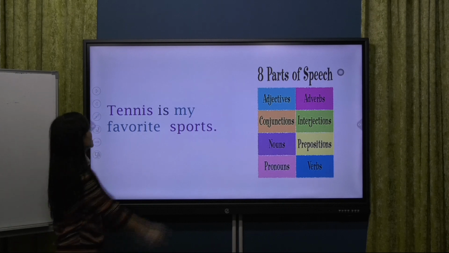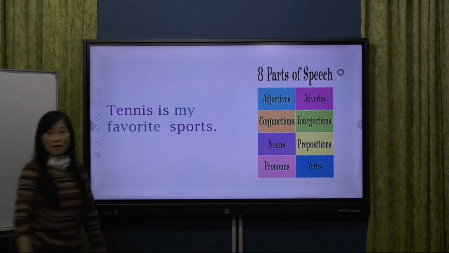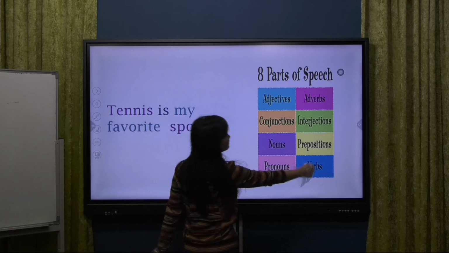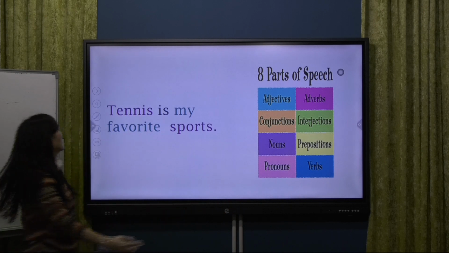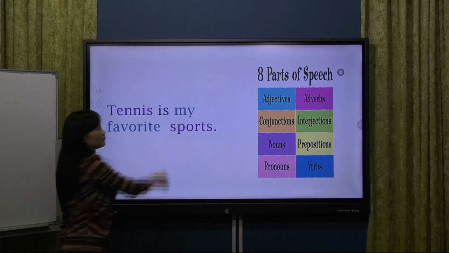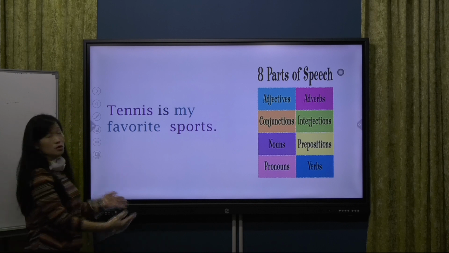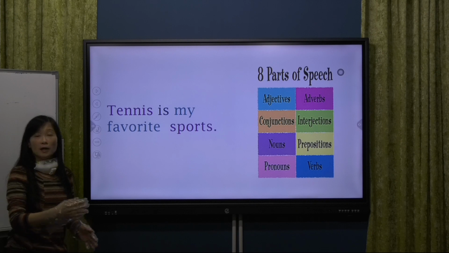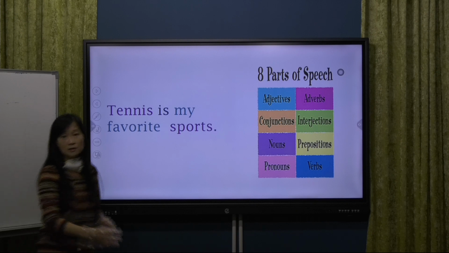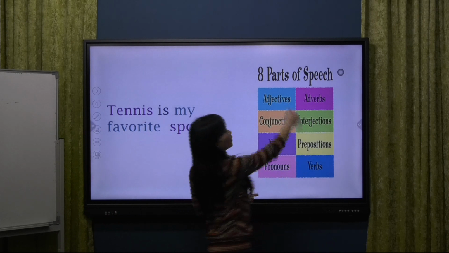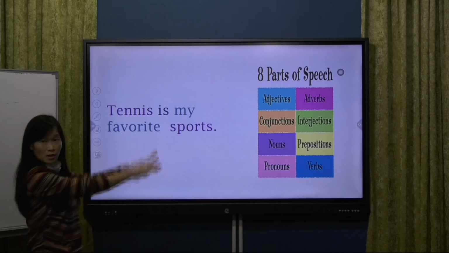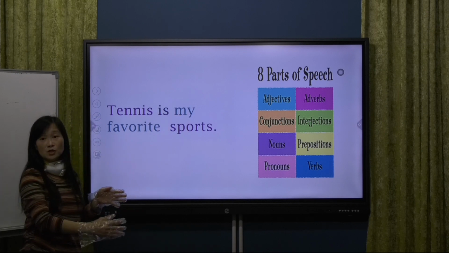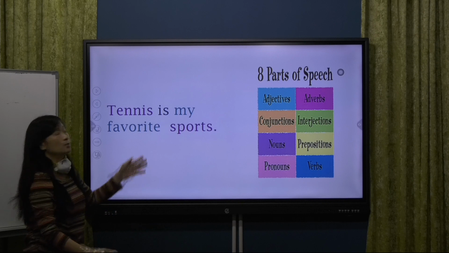And another one is, shall we have a look at this? Is. What is it? It is a verb. Many of you know that. So this is another part. And also, favorite is used to tell you something more about the sport that you're talking about. It is an adjective. So do you see that in English we can cut the sentence into different parts? And we have 8 parts altogether.